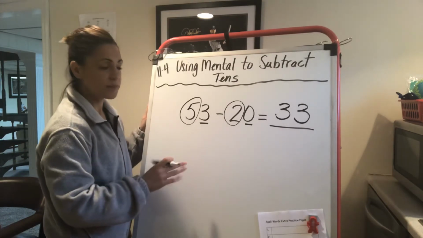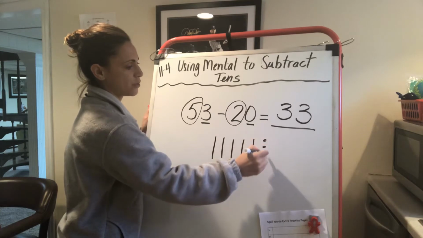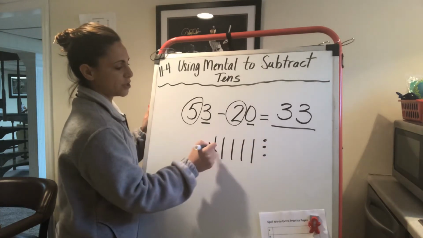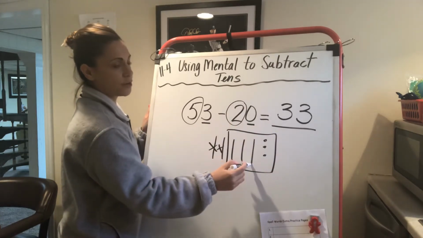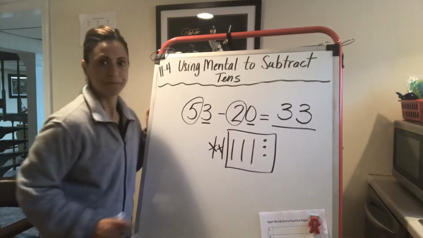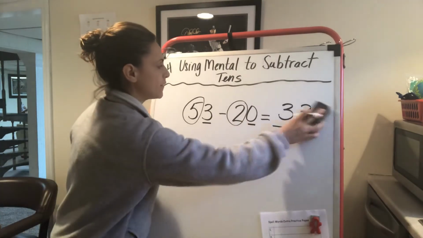You can check your work with a picture. 10, 20, 30, 40, 51, 52, 53. Take away 2 groups of 10. I'm left with 10, 20, 30, 31, 32, 33. Okay? Let's try one more, and then I'm going to give you some to practice on your own.